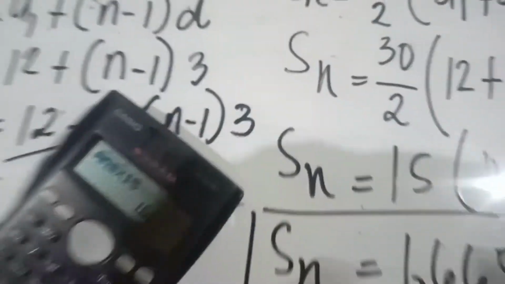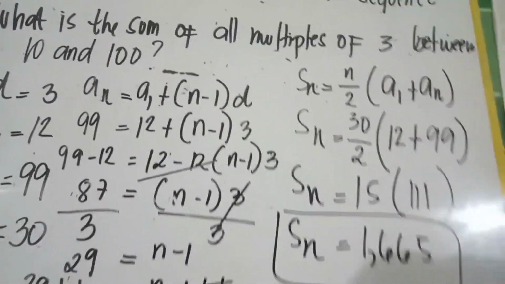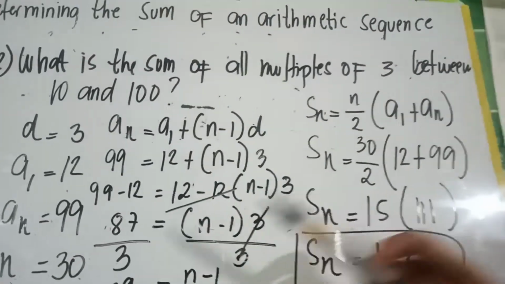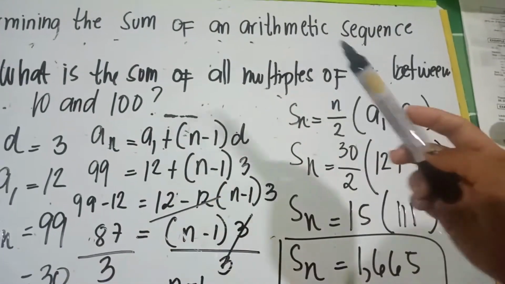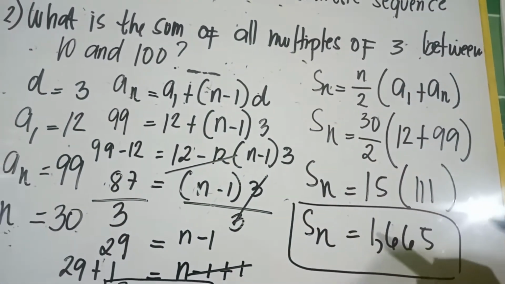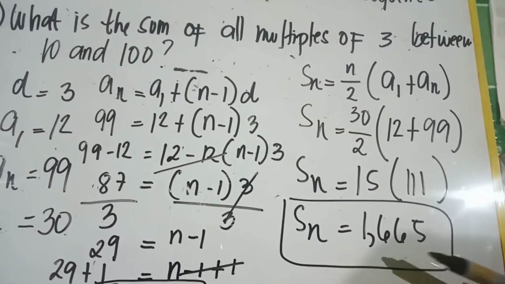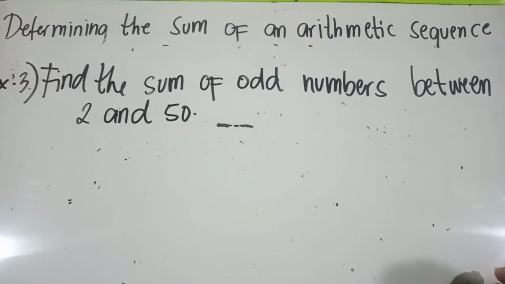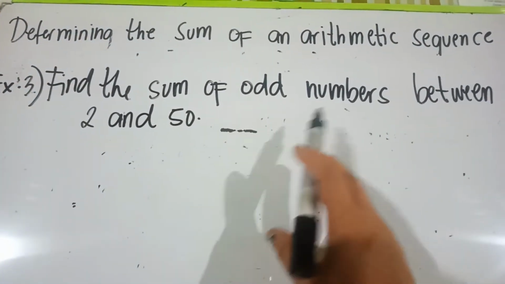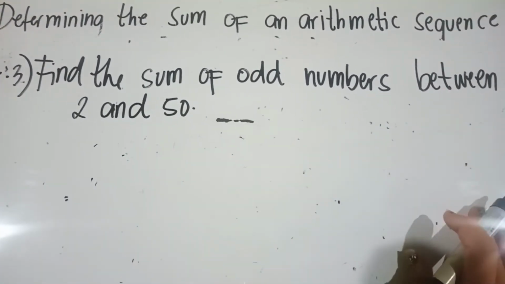So therefore, kapag pinag-add pala natin yung mga terms from 12 to 99, which is multiples of 3, the result is what? The result is 1,665. Okay, so next given, find the sum of odd numbers between 2 and 50.